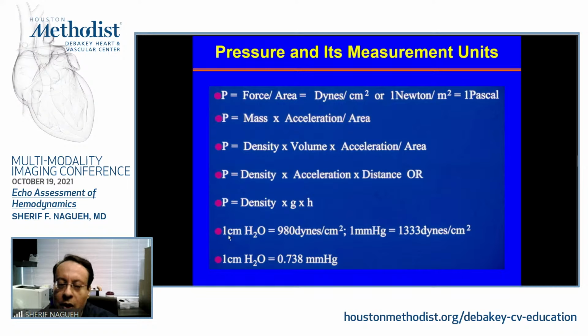For centimeters of water, and assuming the density of water is 1, which is very close to the real density, you end up with 1 centimeter of water exerting 980 dynes per centimeter squared. If we're interested in mercury, which is more dense, and therefore we would not be interested in a centimeter of mercury, but millimeter of mercury, and you use the density of mercury, that's the expression we get, which makes it clear now that 1 centimeter of water exerts the same pressure that 0.738 millimeters of mercury exert.